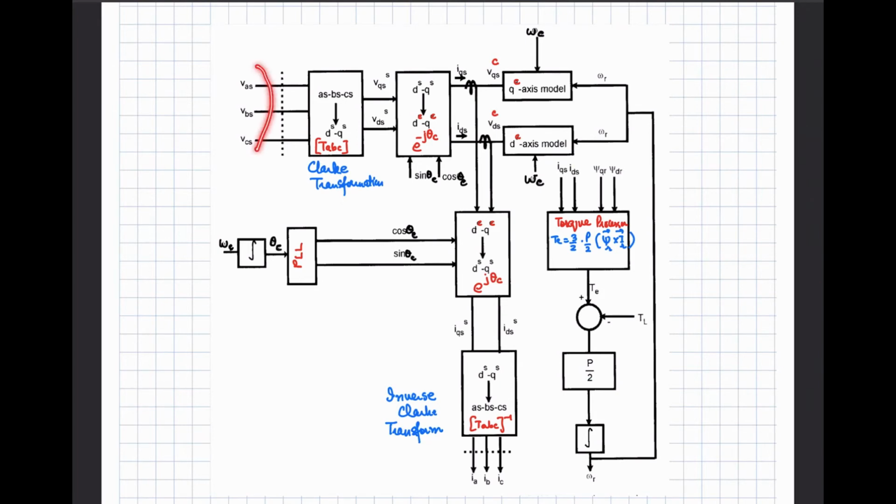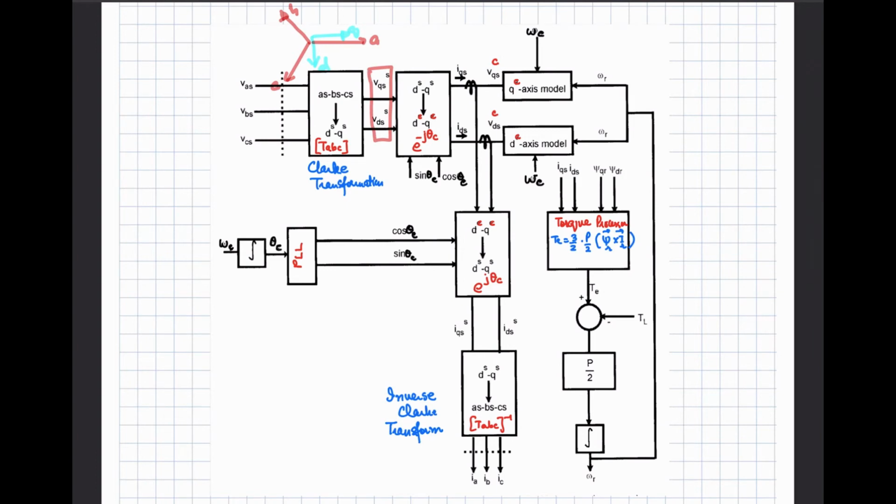You are going to apply ABC voltages to your induction motor. First of all, you are going to translate these ABC voltages into DS QS using the transformation matrix T ABC, that is the Clarke transformation. And what is this S? This S is representing the stationary frame of reference. It means your Q and D are fixed while you are performing this transformation. A, B and C are marked over here. So you get the stationary frame quantities.